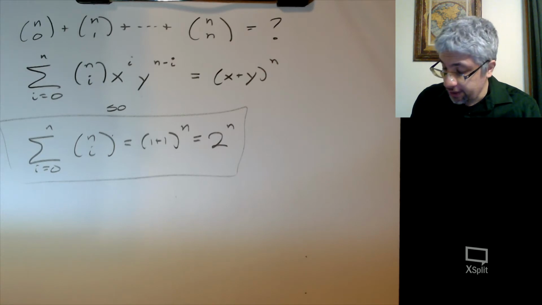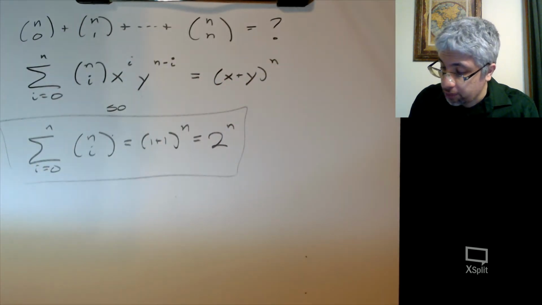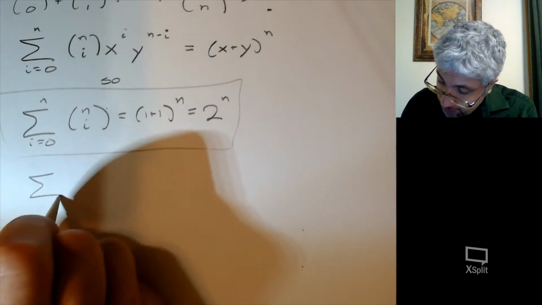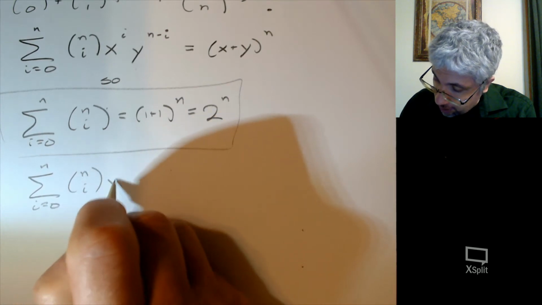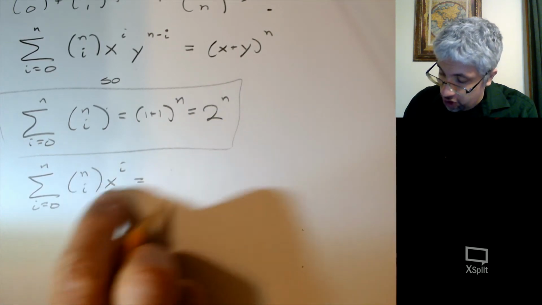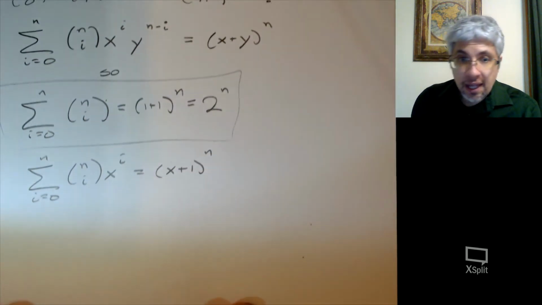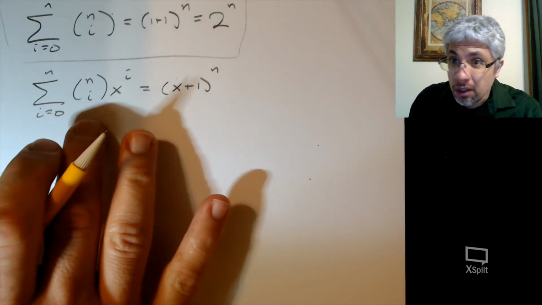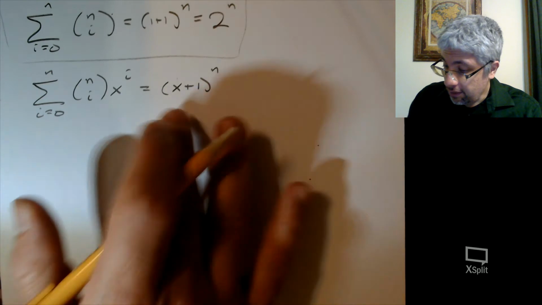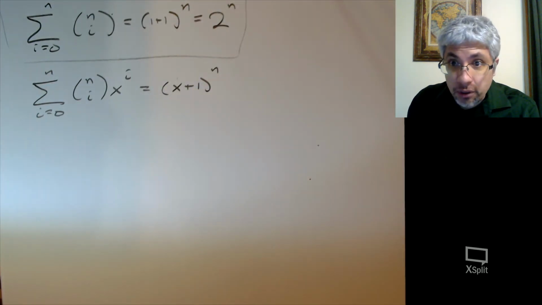And of course, there's all sorts of things that you can do in order to manipulate this. For example, if you just wanted to plug in 1 for y, you get another identity: the sum from i equals 0 to n of n choose i, x to the i. So suppose we just wanted to sum this. What would I get? Well, this is x plus 1 to the n. This is a polynomial in x. If I wanted to, I could do things like differentiate both sides, and that's perfectly fine.